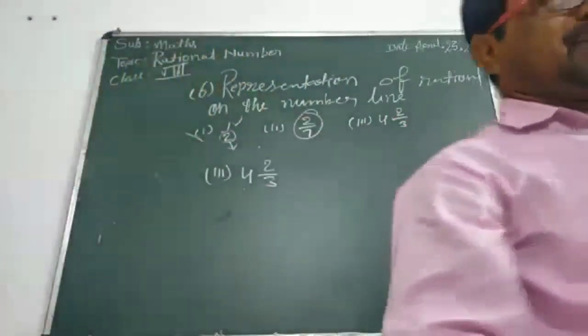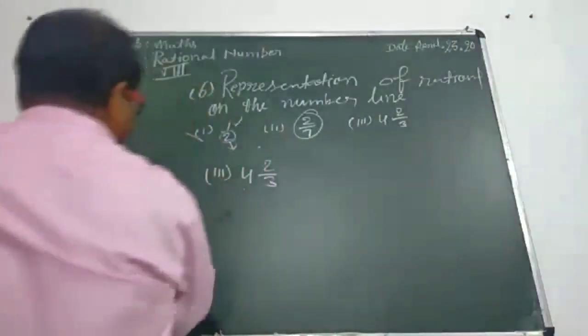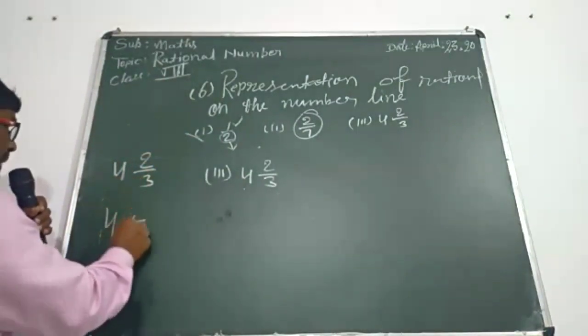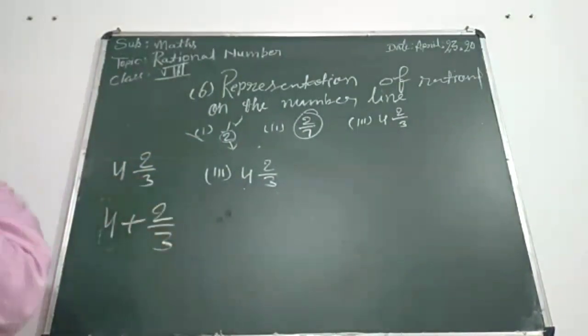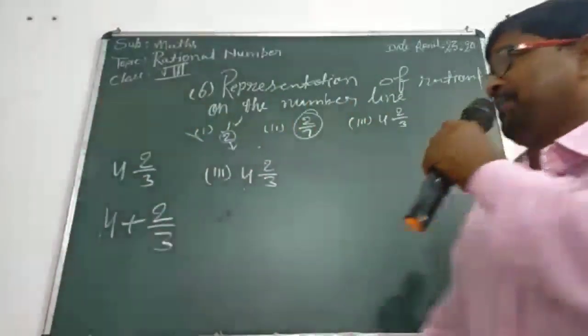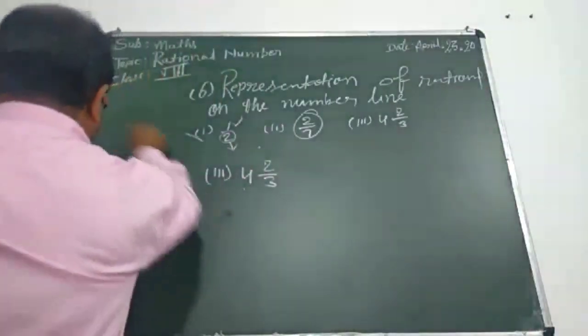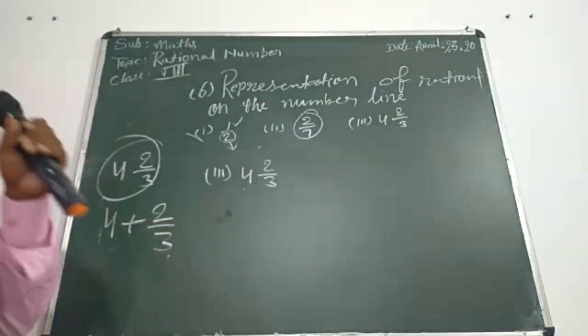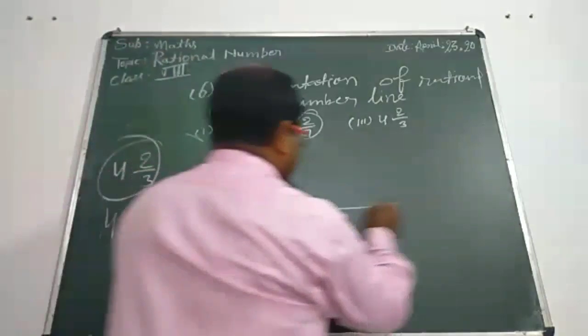This is the whole number, student. And do you know its meaning? 4 whole number 2 upon 3. It means 4 plus 2 upon 3. Am I right? 4 whole number 2 upon 3. What is its meaning? 4 plus 2 upon 3. Okay. So draw the number line.